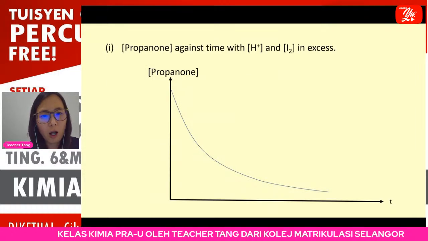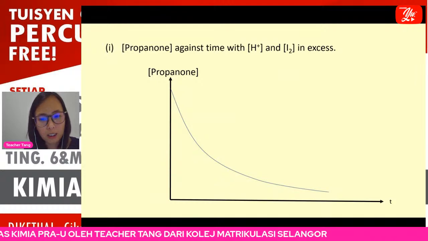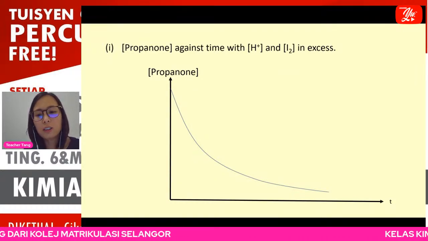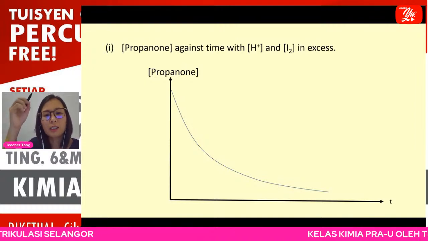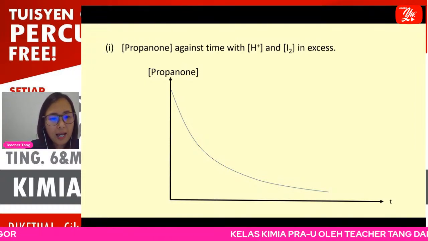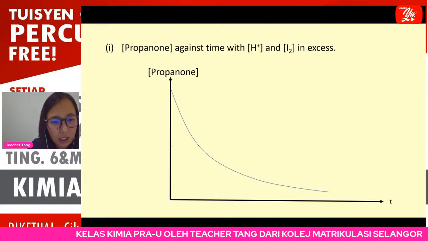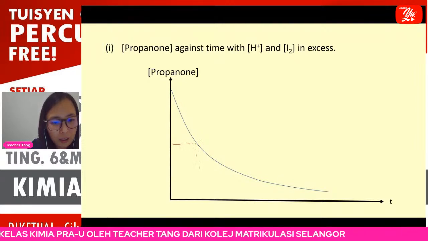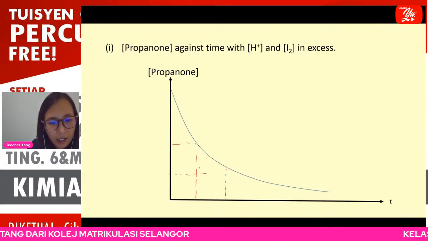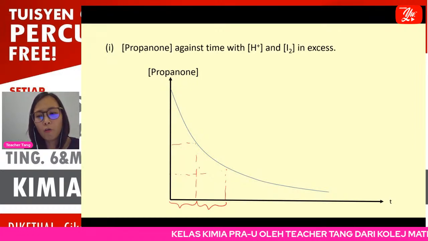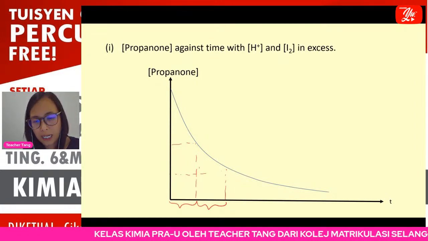So for propanol, remember it's first order. So when we plot the concentrations versus time graph, it will give us a curve. And remember, for the first order reaction, if we deduce the half-life, the half-life is constant. That is the trend or pattern for the first order reaction.